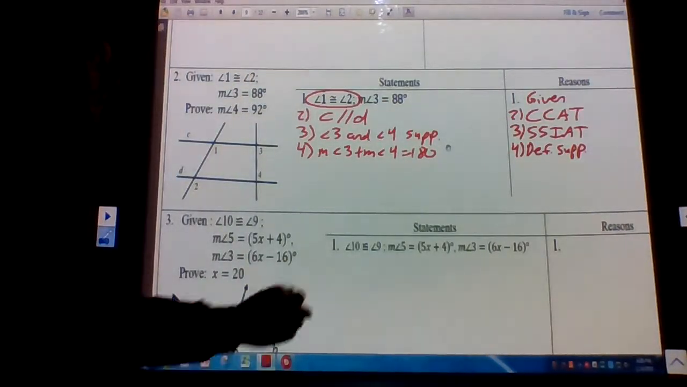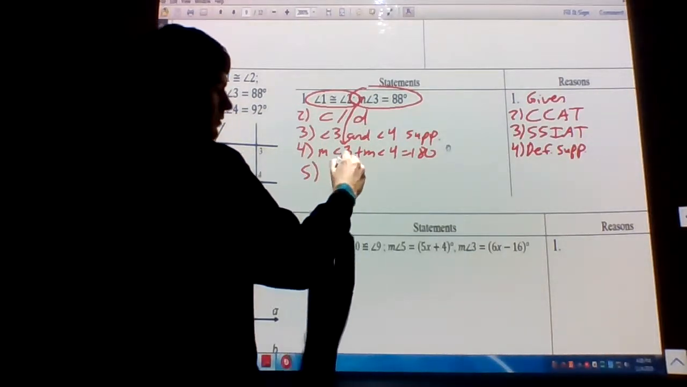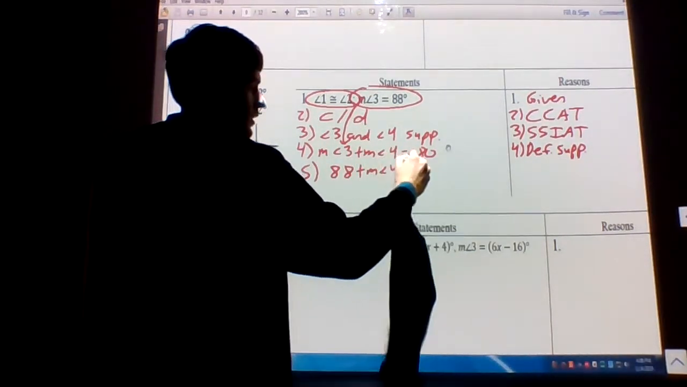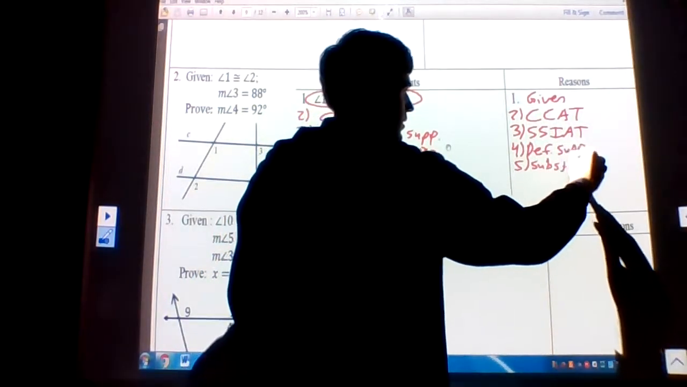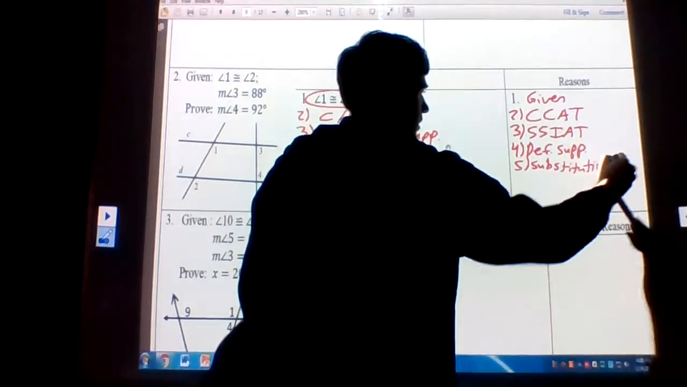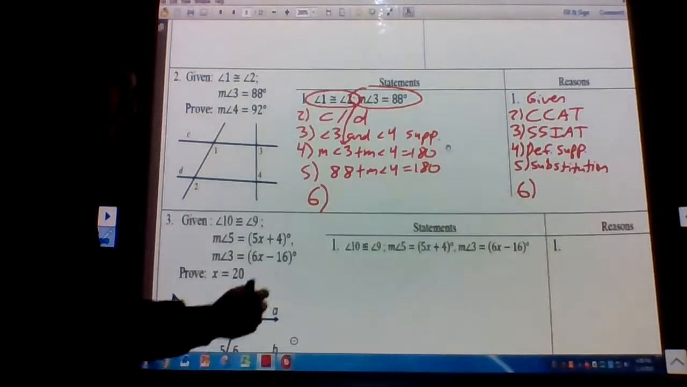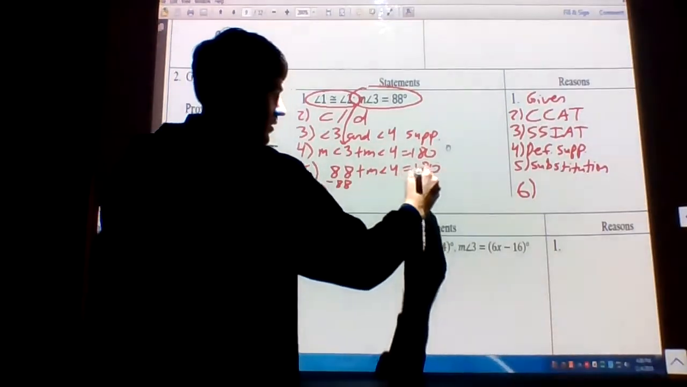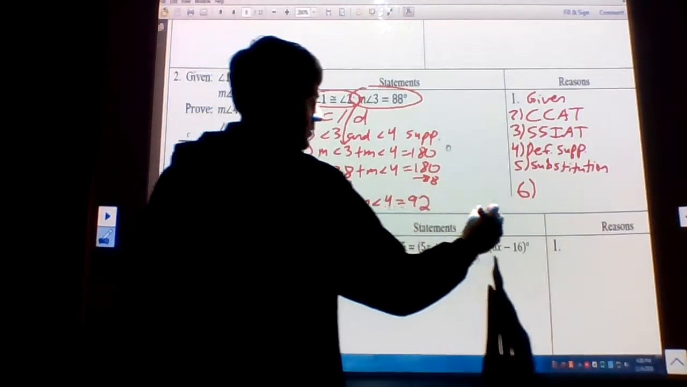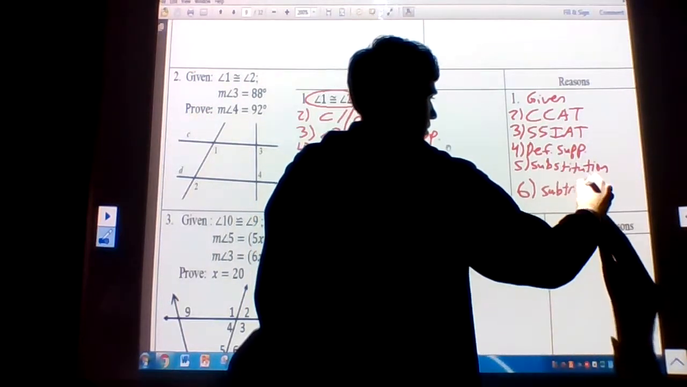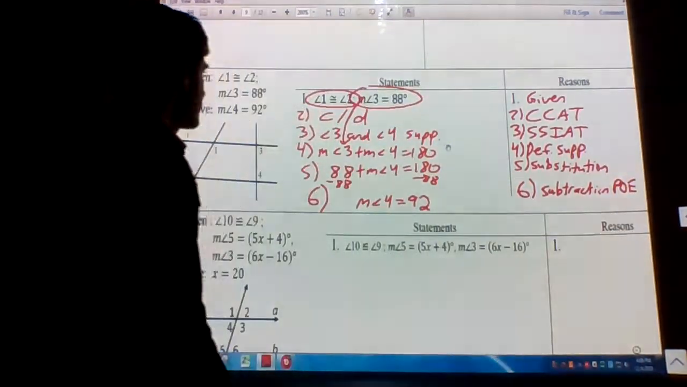We can substitute in what we know. We know the measure of angle 3 is 88. So that's going to be 88 plus the measure of angle 4 equals 180. That's substitution. Okay, subtract 88 from both sides. We get the measure of angle 4 equals 92 by the subtraction property of equality. And that's what we're trying to prove.